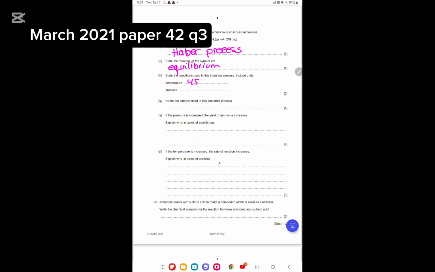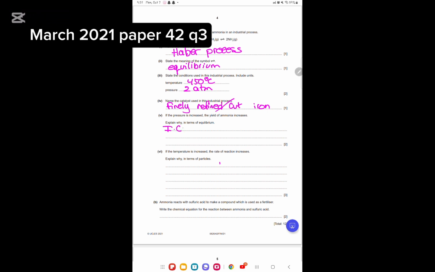The temperature is 450 degrees Celsius and the pressure is 2 atmospheres. The catalyst used in this industrial process is finely divided iron. If the pressure is increased, the yield of ammonia increases. Explain in terms of equilibrium.